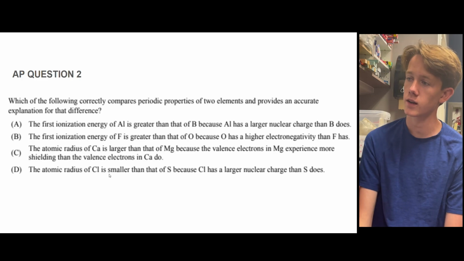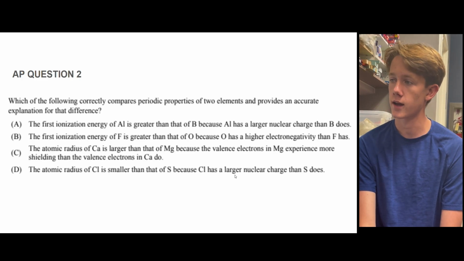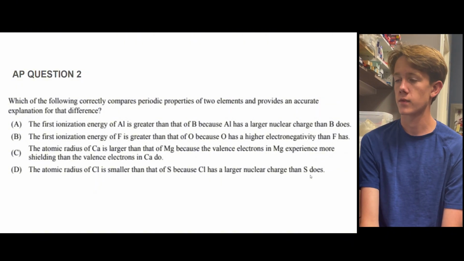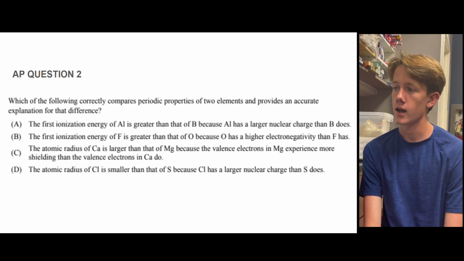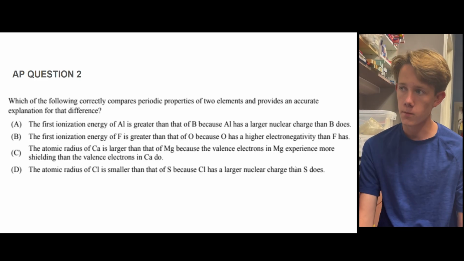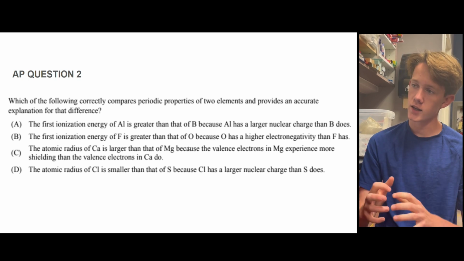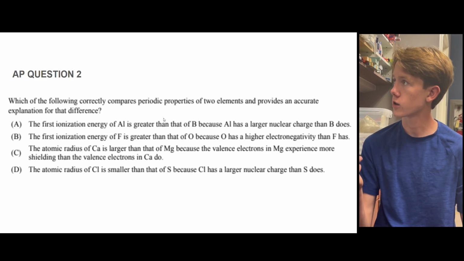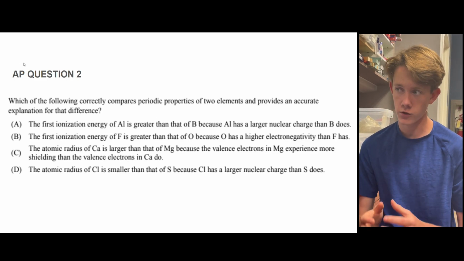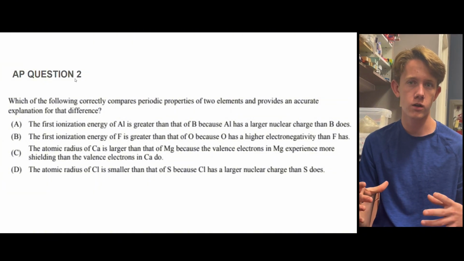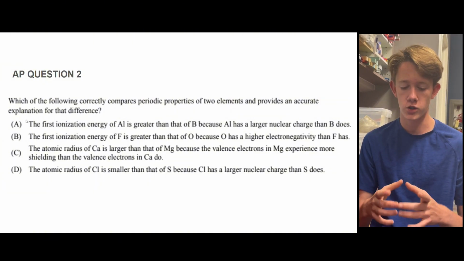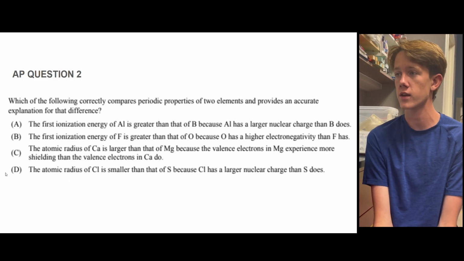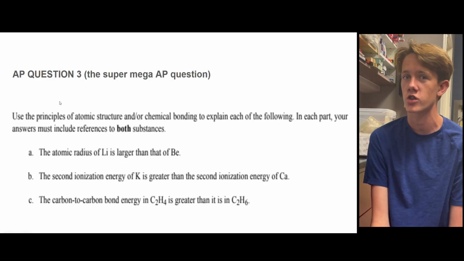D: The atomic radius of chlorine is smaller than S because Cl has a larger nuclear charge than sulfur does. This is true because chlorine, being one of the most electronegative elements, pulls in those electrons, making its atomic radius smaller compared to S, which is less electronegative, so it's easier on the electrons and has a larger atomic radius. So that leaves us with D as the correct answer for AP question 2.